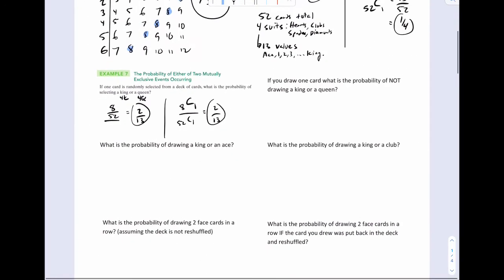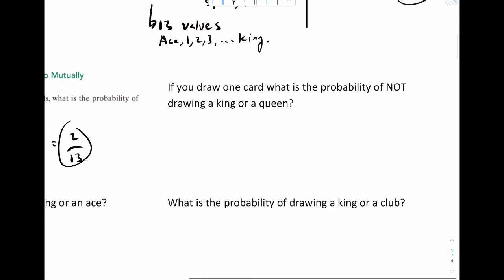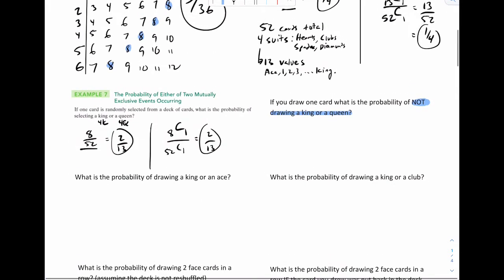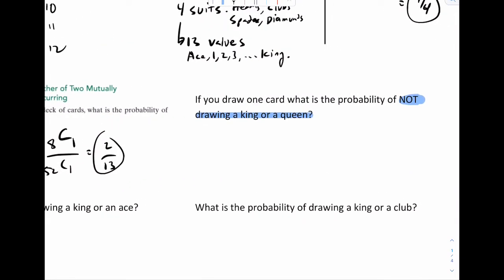Let's try another one. If you draw 1 card, what is the probability of not drawing a king or queen? So what we're going to do is actually use our previous answer, because this is the chance of getting a king or queen. We want not drawing a king or queen. So what we're going to do is a concept called the complement.